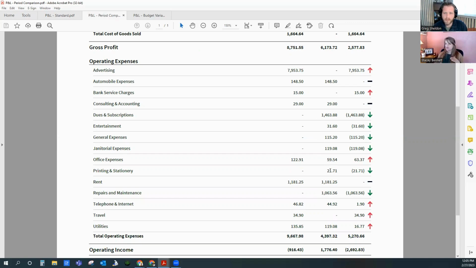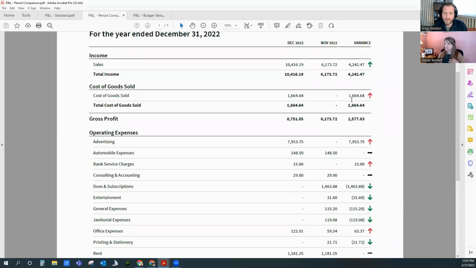And then you can start to address, for instance, if my cost of goods went up significantly this year compared to last year, is that an upward trend? And does that mean I need to adjust my pricing? At least it leads to a question, right?